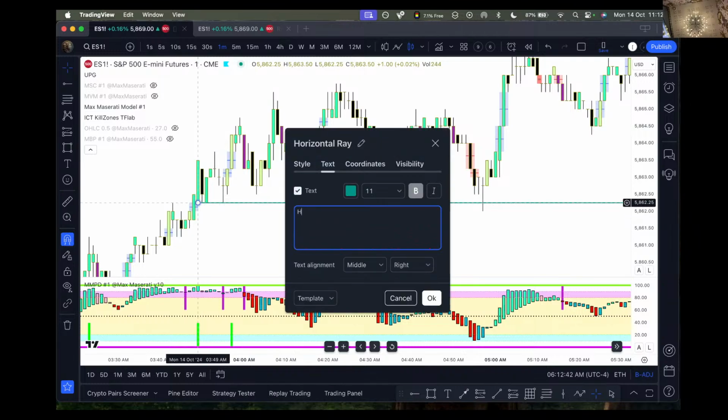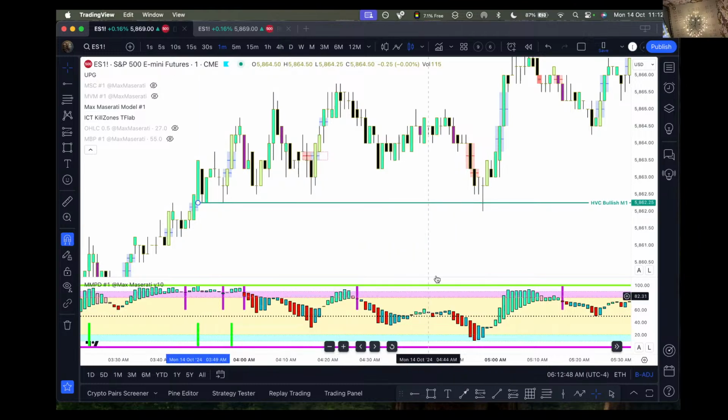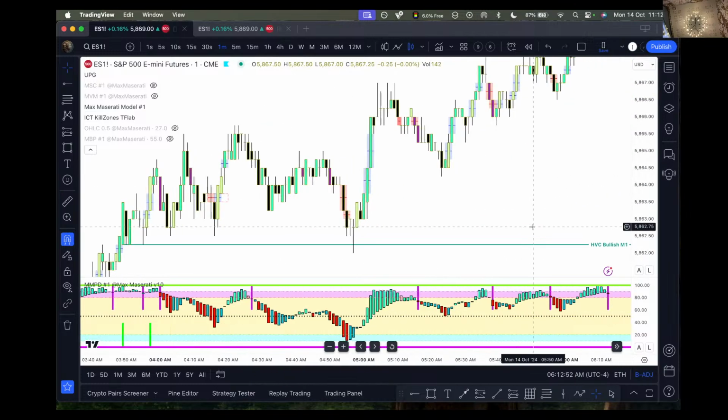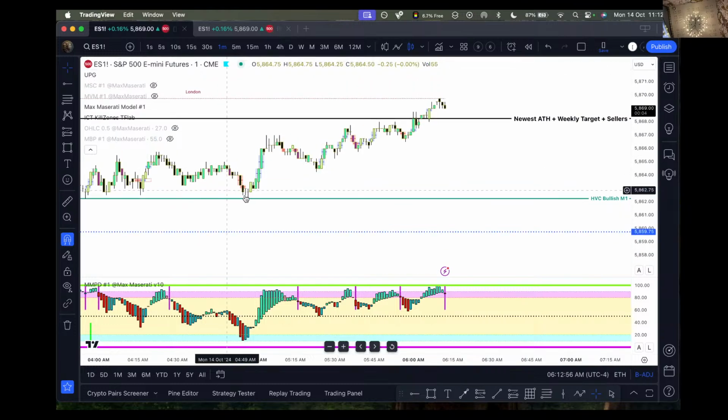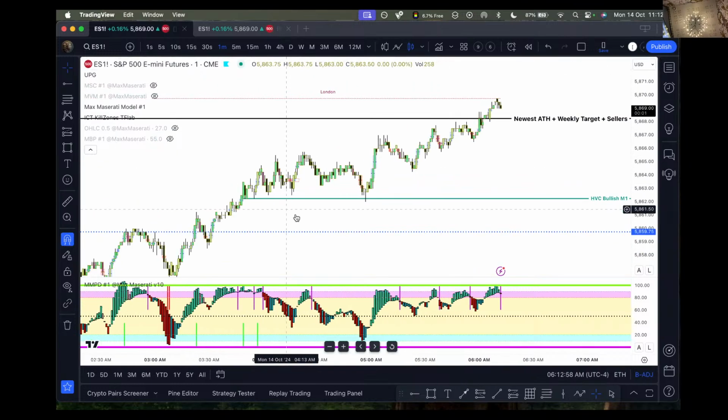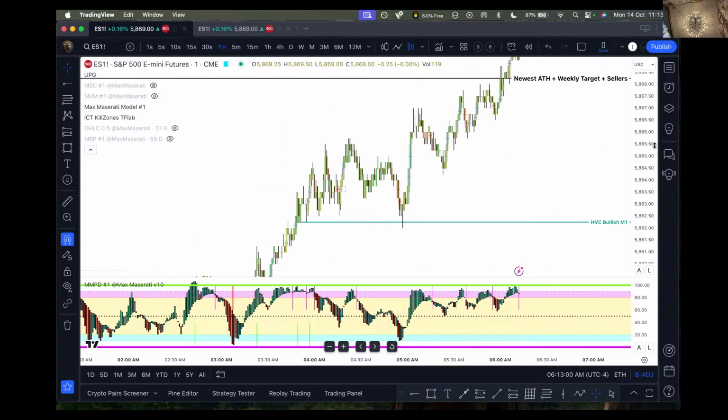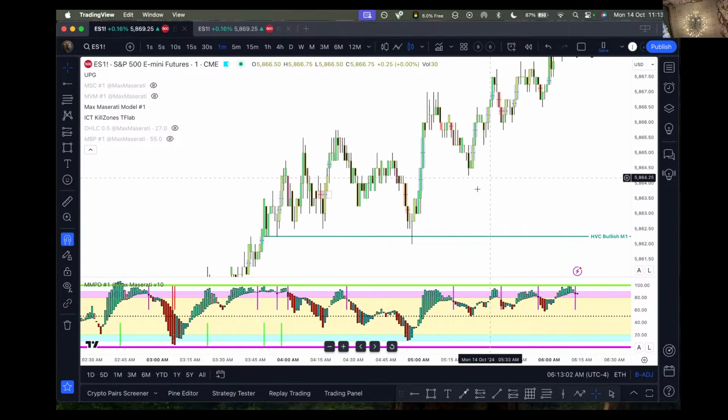So this bullish HVC on M1, you see the reaction. Price just reacts, and then keeps pushing up. That was the trade for today. This would have been a very nice trade, but at this time most people are sleeping. Yeah, based on the HVC.